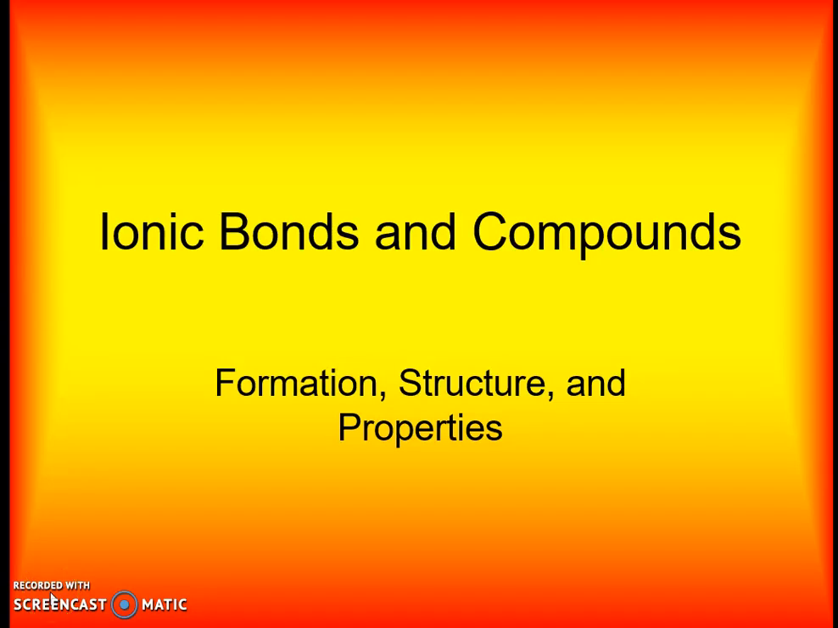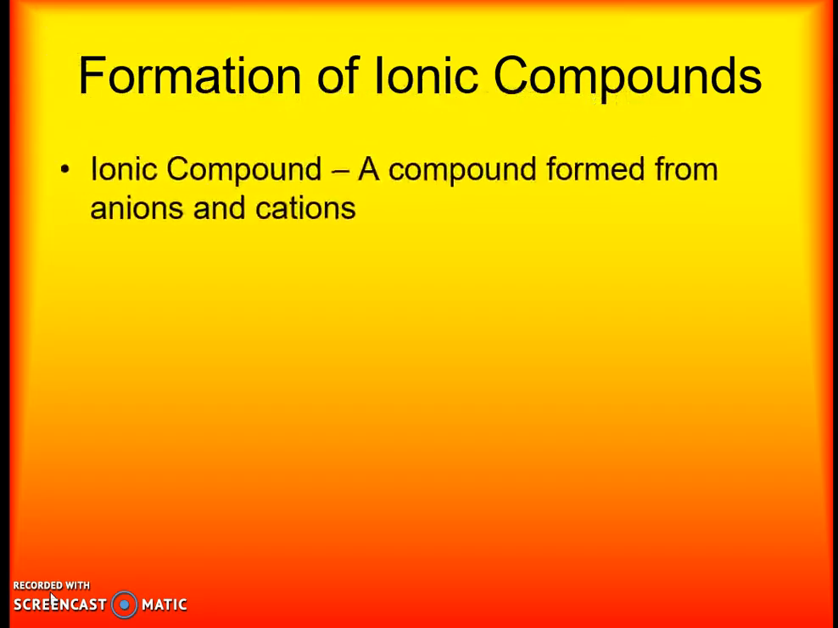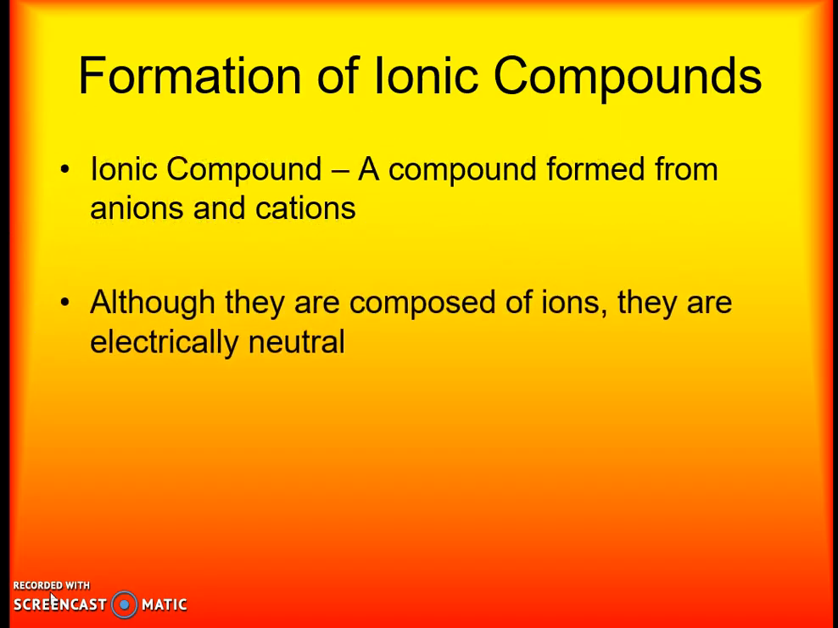In this video, we're going to take a look at ionic bonds and compounds, how they're formed, what their structure looks like, and what kind of properties that then gives them. So when ionic compounds form, we have an anion and a cation. Anions again being the negatively charged ions, and the cations the positively charged ions. And even though they're composed of these charged particles, these ions, they're electrically neutral overall because they combine in combinations that balance each other out.